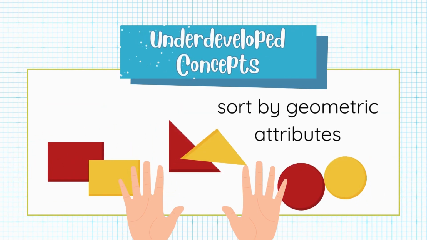Truly understanding shapes and being able to describe shapes mean that children must know the attributes of those shapes. What makes a triangle a triangle? What attributes differentiate a rectangle from a square?